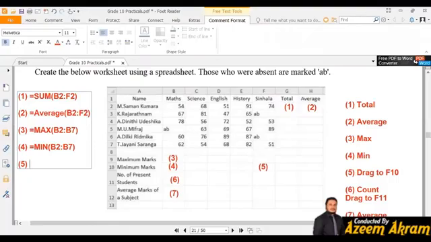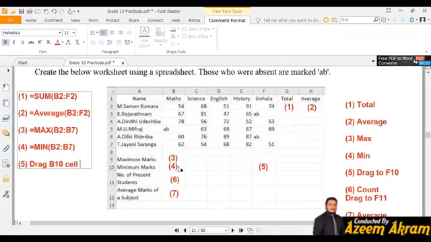Not min, sir. It says drag. Okay, here we have to look at the cell number. What is that cell number? B10. Drag the B10 cell.